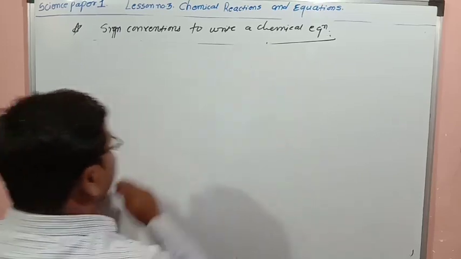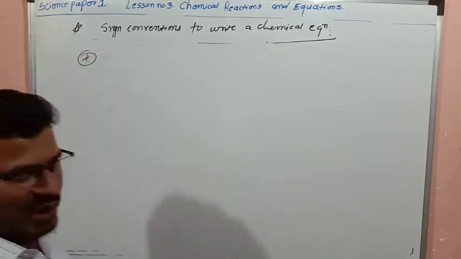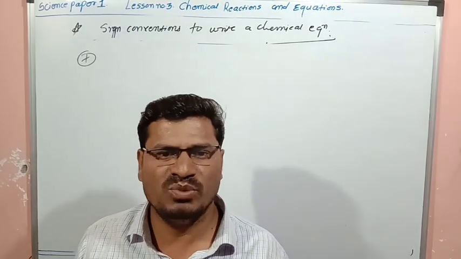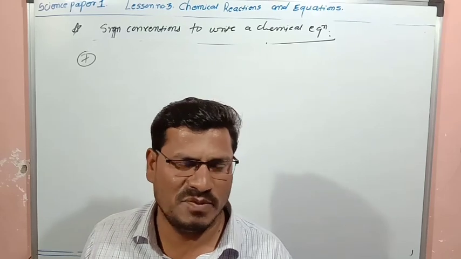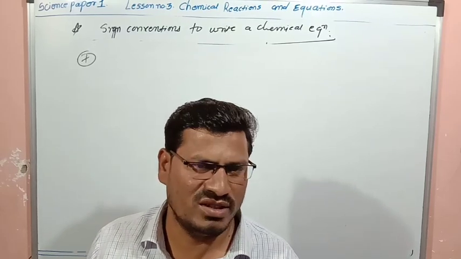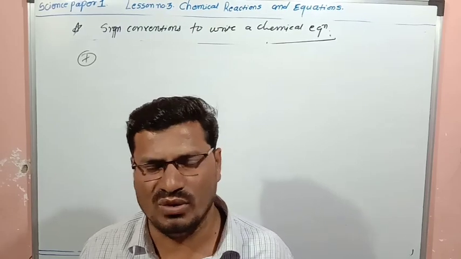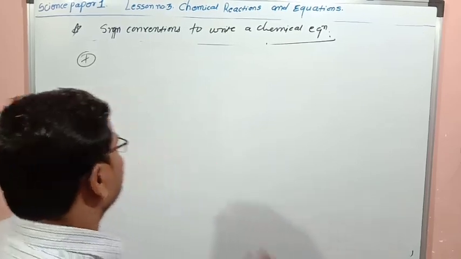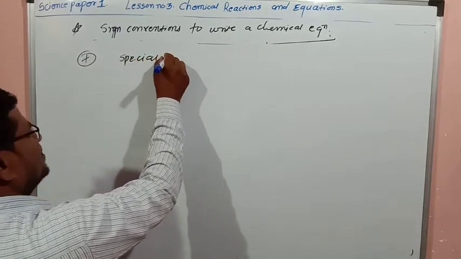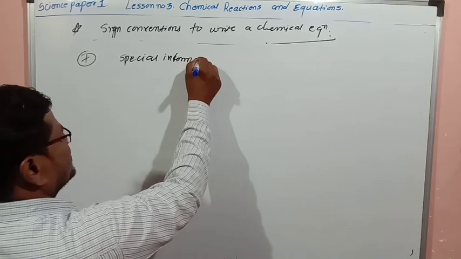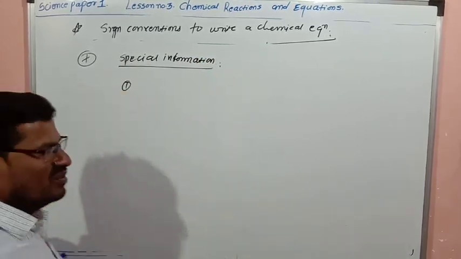The seventh point is about special information of the reactants or the products. In that special information you can write the concentration of the reactants, whether it is dilute or concentrated. So the seventh point is about special information. In that, we are going to take two examples.